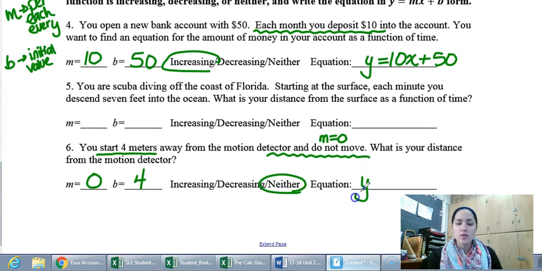To write the equation, y equals mx plus b becomes 0x plus 4, which you really could just write y equals 4, and that would be a horizontal line through 4 on the y-axis. Number 5 we'll leave for part of our starting practice next class.